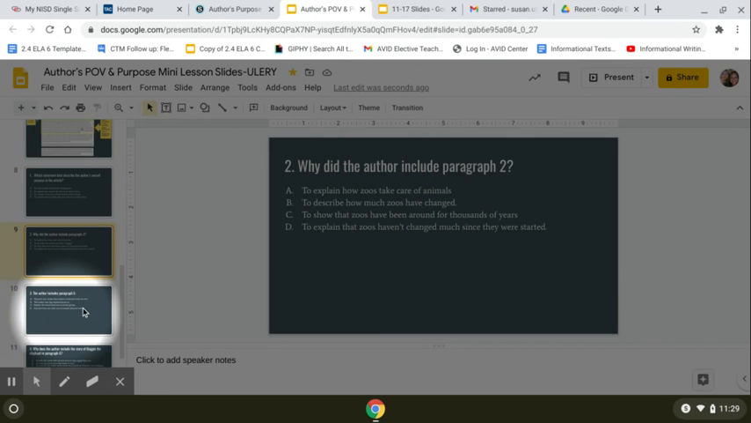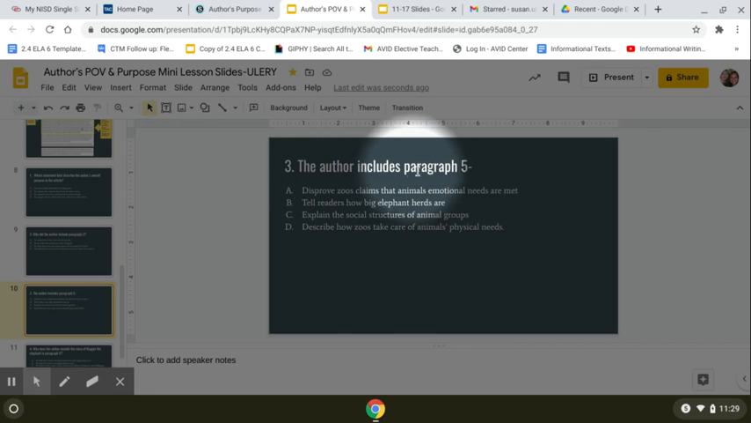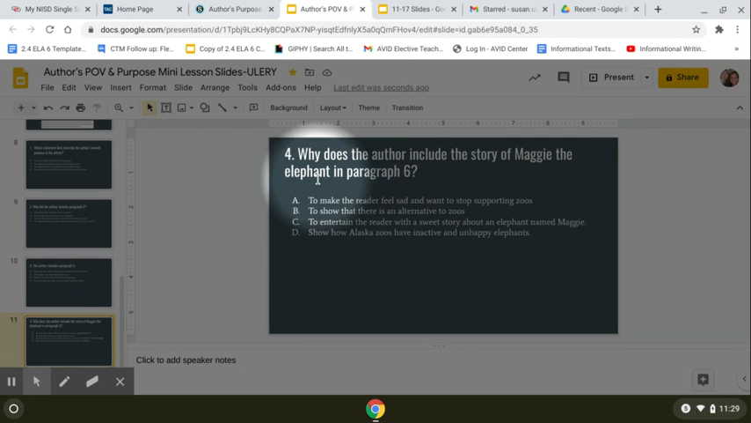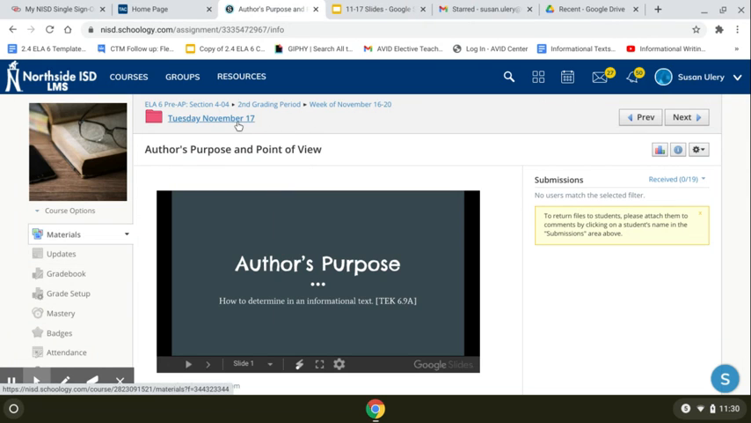All right, so you're going to have 2 more questions. The author includes paragraph 5, focusing in on those beginning words again. And then number 4, why does the author include the story of Maggie the elephant in paragraph 6? So go through this carefully and then go ahead and complete that for practice. And that is going to be author's purpose.